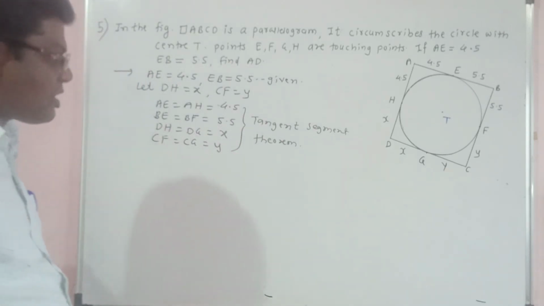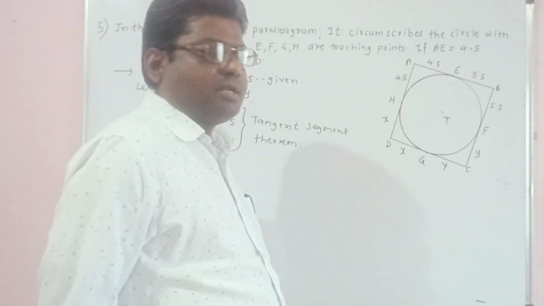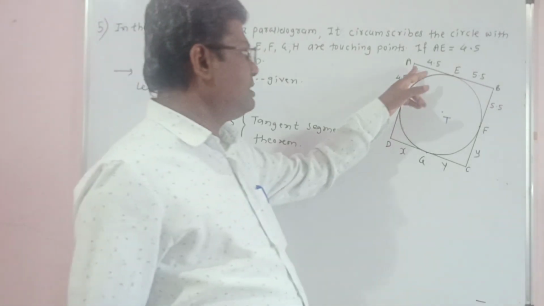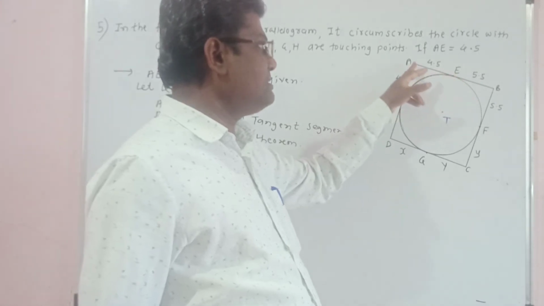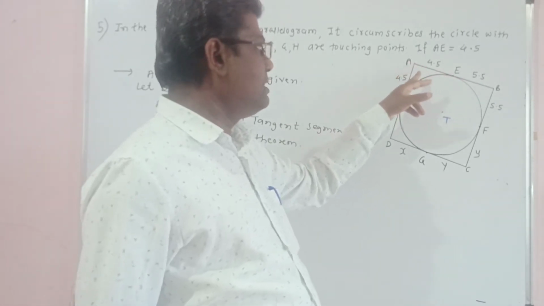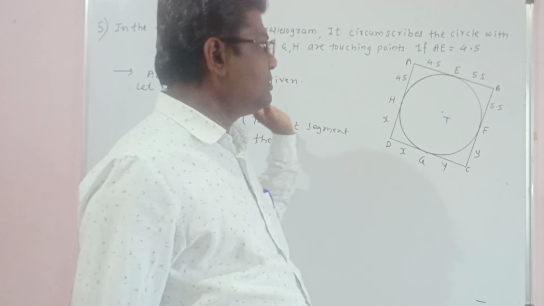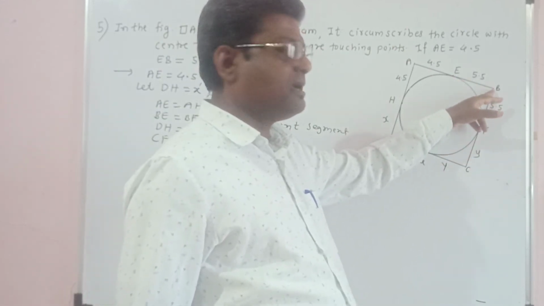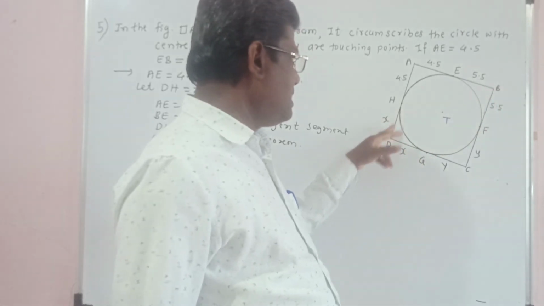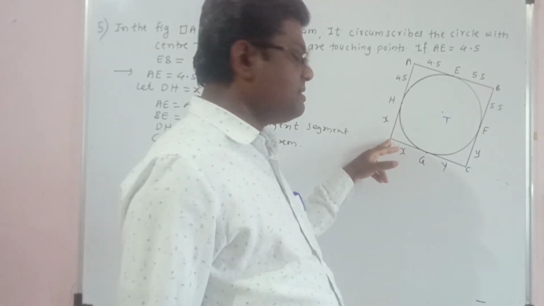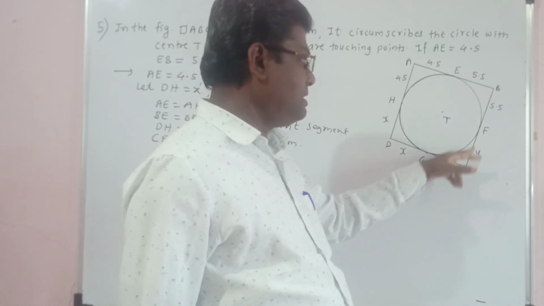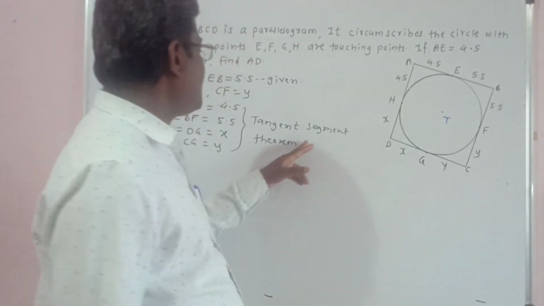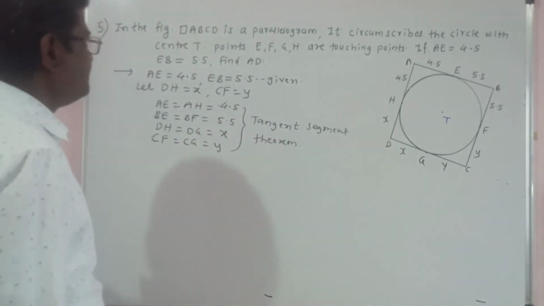Tangent segments drawn from the external point of a circle are congruent. AH and AE are tangent segments from point A. Therefore, AH is equal to AE. BE is equal to BF, tangent segments from point B. DH is equal to DG, tangent segment from point D. CF is equal to CG, tangent segment from point C. This is due to the tangent segment theorem.